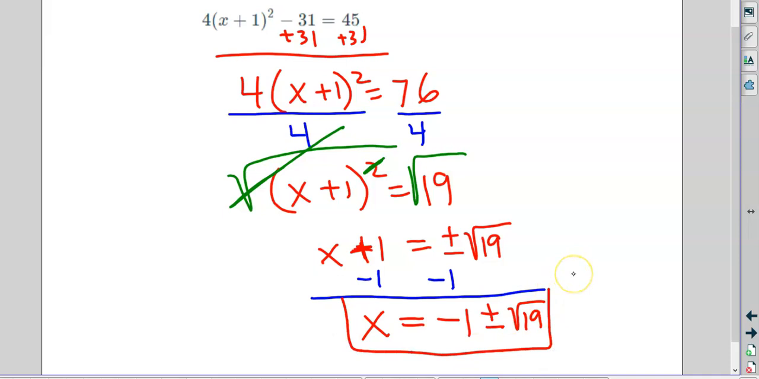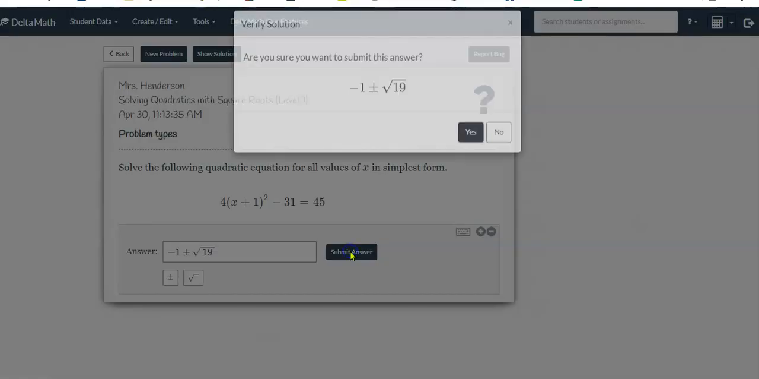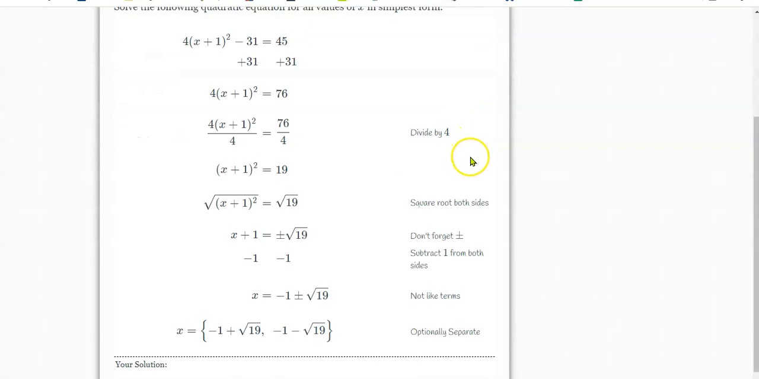Negative 1 plus or minus the square root of 19. Now that's pretty crazy. Let's see how we would type that here. Negative 1, now you see why these buttons are down here, plus or minus, square root sign, 19. Yes, we did it. Right?